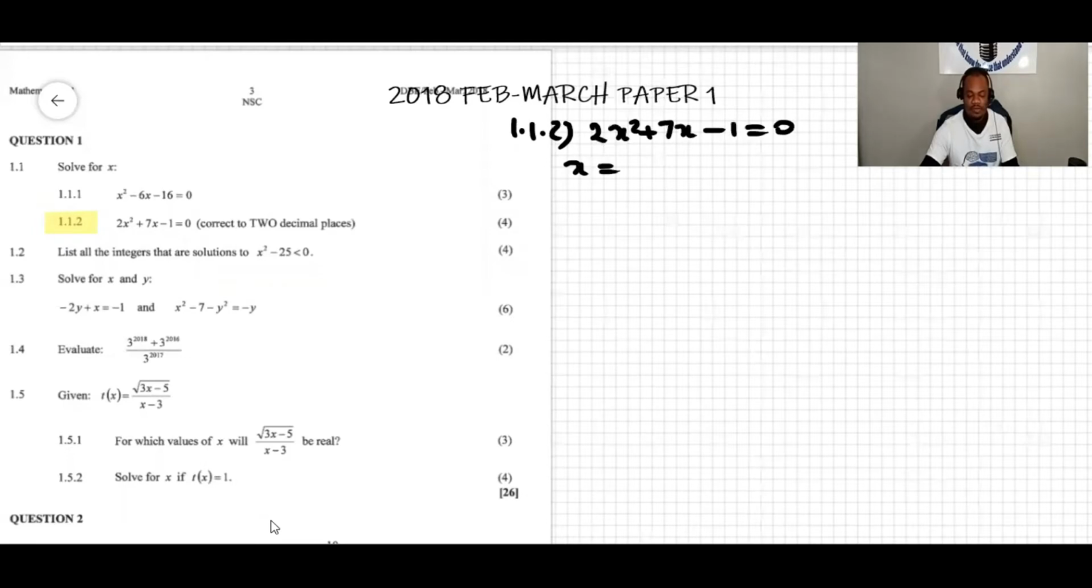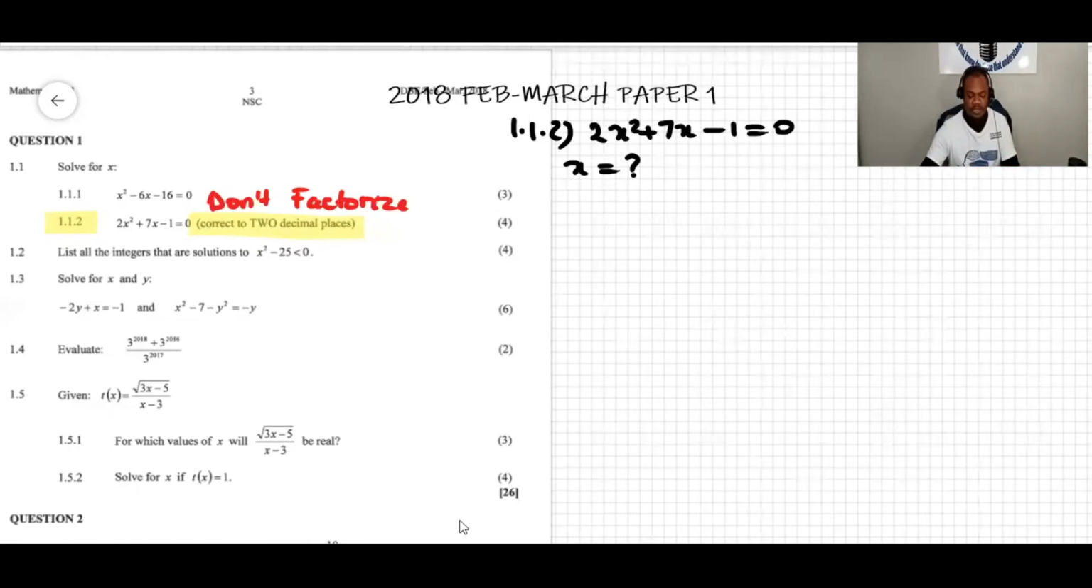Now we need to find the value of x, correct to 2 decimal places. Let me give you a hint here. Whenever you see the statement "correct to certain decimal places", or "leave your answer in surd form" next to the quadratic equation, understand that here you don't factorize. Don't factorize. You can solve the equation either by completing the square or by using the quadratic formula. Let's start by using the quadratic formula.